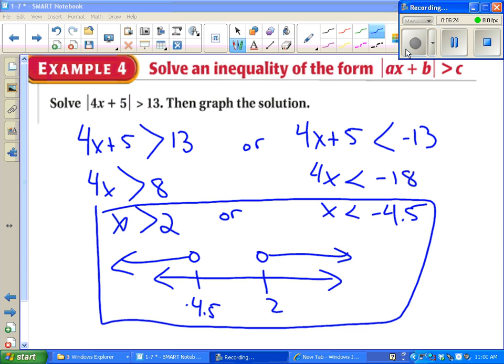For your final product, I'm looking at a lot of things here. I'm looking for the x's greater than 2. I'm looking for the word or. I'm looking for x's less than negative 4.5. And I'm looking for your graph. And on that graph, as always, I'm looking for your open dots and your direction of shading. It's all got to be there.